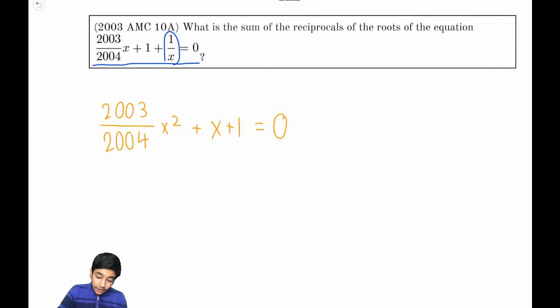And we want to find the value of the sum of the reciprocals. So we want to find 1 over r plus 1 over s, where r and s are our roots. So try to see how you can figure out 1 over r plus 1 over s.